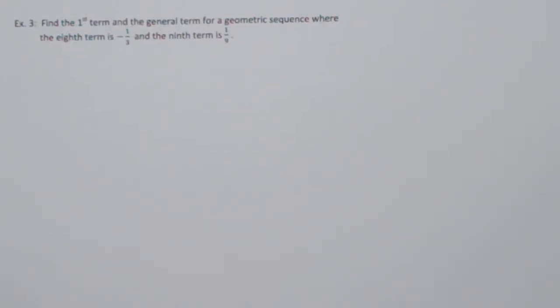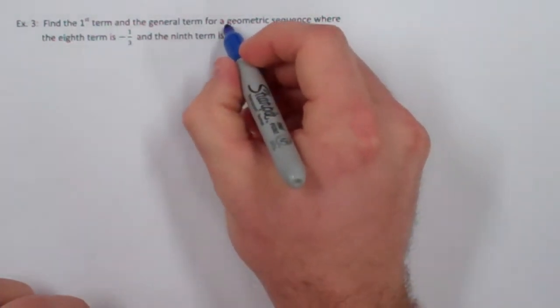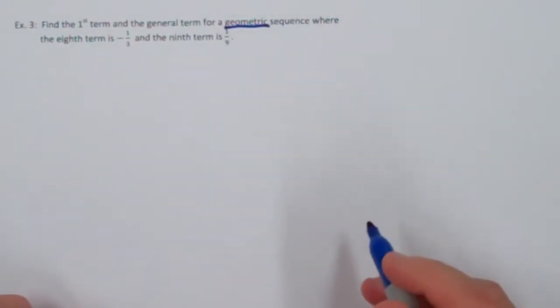For example 3, we need to find the first term and the general term for a sequence where the 8th term is negative 1/3 and the 9th term is 1/9. This one's going to be a little bit tougher, but we can still use our knowledge of geometric sequences. Keep in mind this is going to be a geometric sequence, to figure this one out.